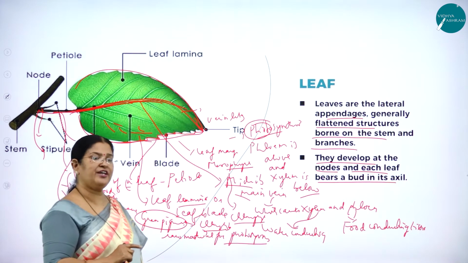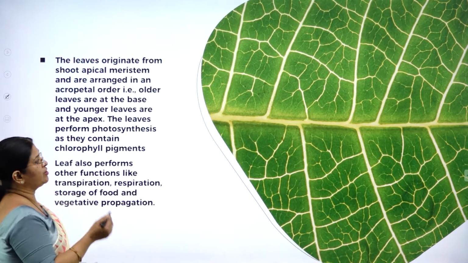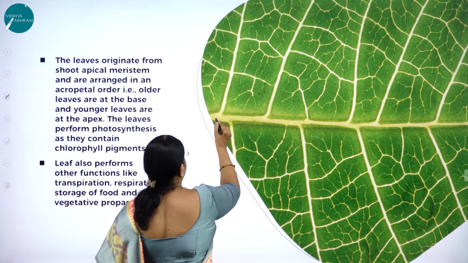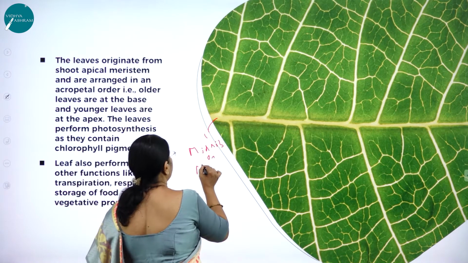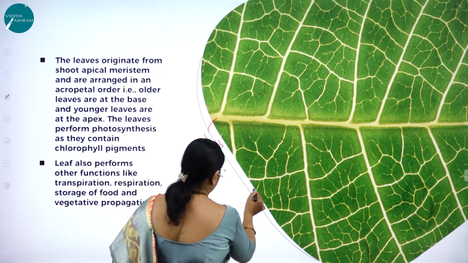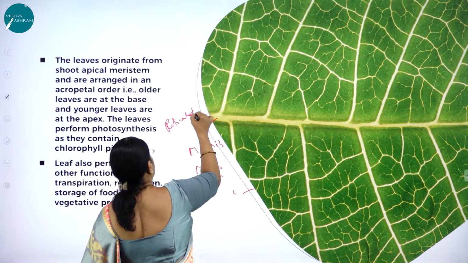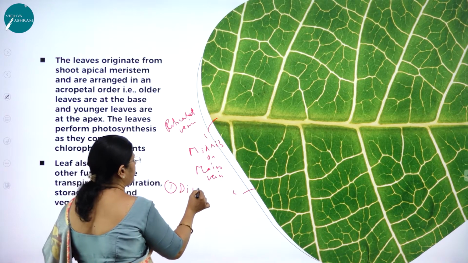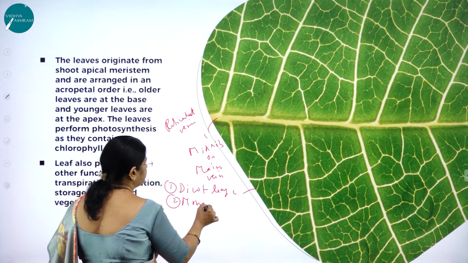So the leaf is a very, very important part of a plant body. Moving further, here you can see the main midrib. Here you can see the yellow structure, that is the midrib. This is the main vein. Here you can see the veinlets, and this is a picture of reticulate venation. As we know, plants are of two types, dicot and monocot.